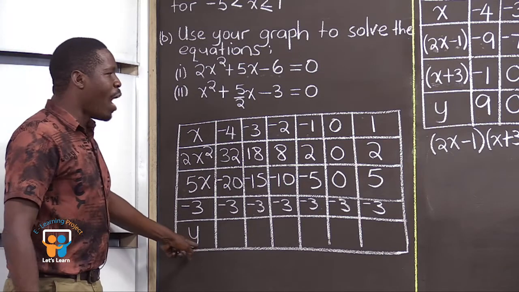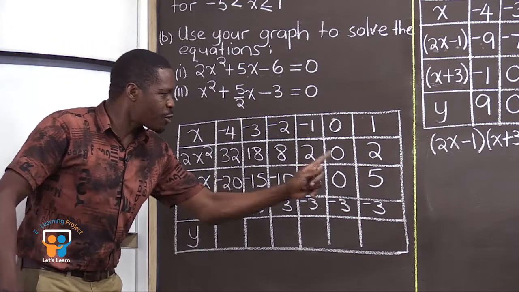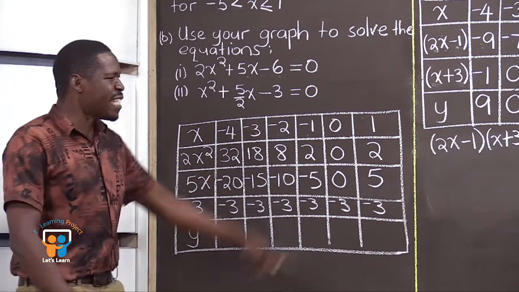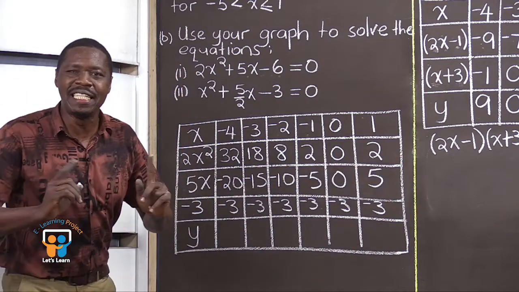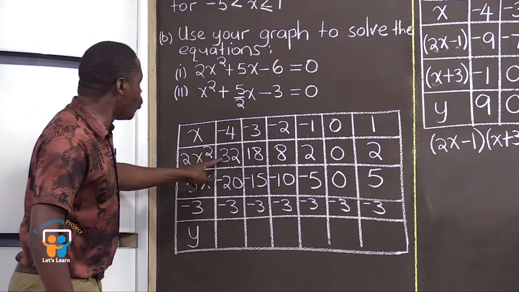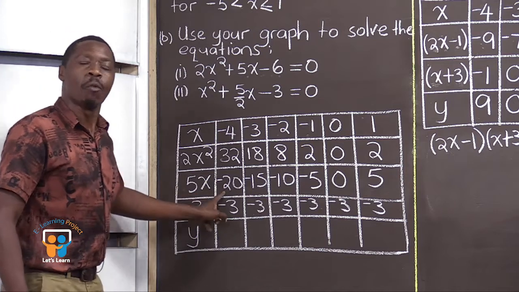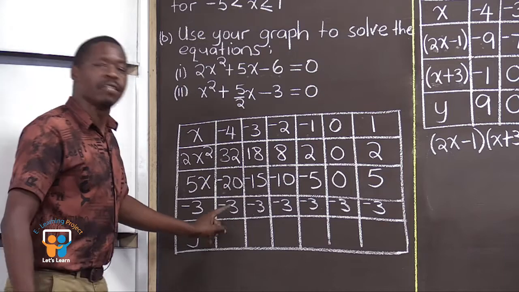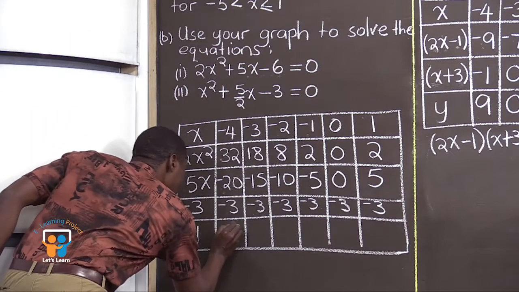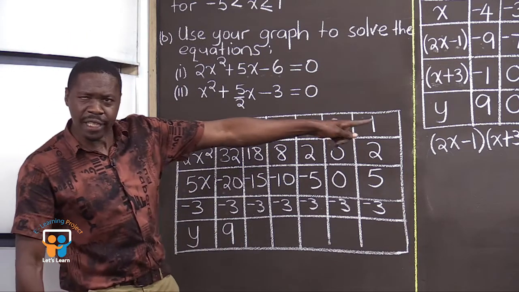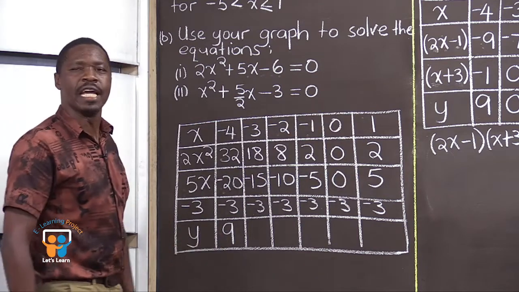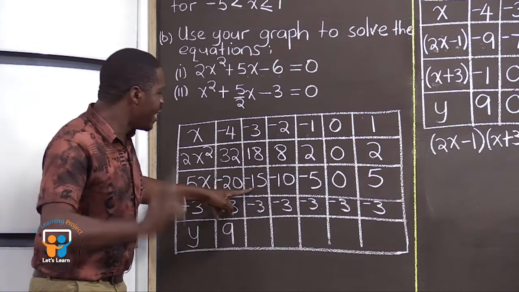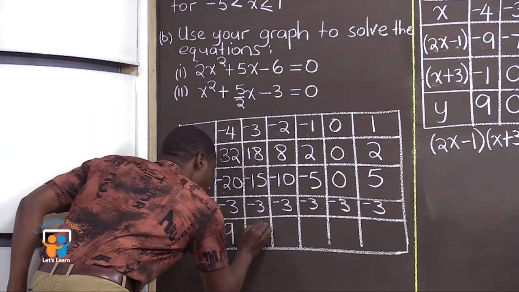To get the value of y, they told us, get 2x squared, add on the answer for 5x and subtract 3. Which means instead of multiplying, we are now going to add. Now, 32 plus negative 20, what do you get? You get a 12. 12 plus negative 3, what do you get? You get a 9. The same as we got there. We got a 9, even here we have a 9. 18 plus negative 15, you get a 3. 3 plus negative 3, you get a 0.